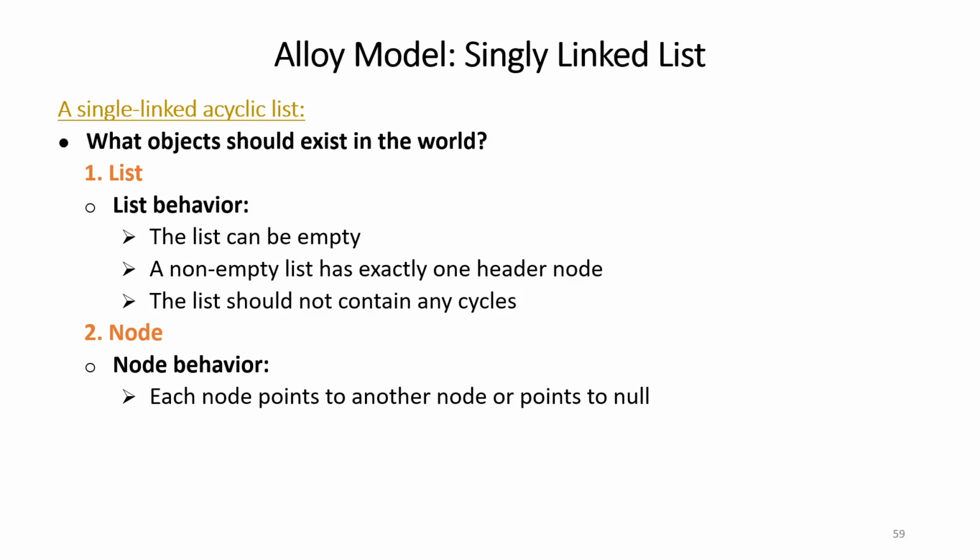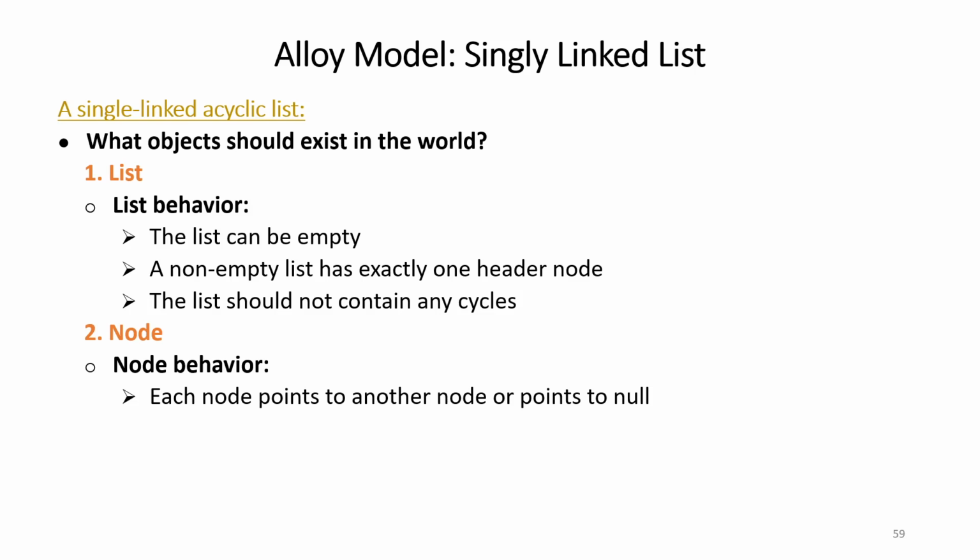Now, the elements that we had for our list were quite simple. We said the list can be empty. A non-empty list has exactly one header node, so that's why we translated it to this lone. It's either 0, which is the none, or 1. And the list should not contain any cycles. This was a bit more tricky with the cycles. And the node behavior: each node points to another node or points to null. Again, we translated this to the lone.